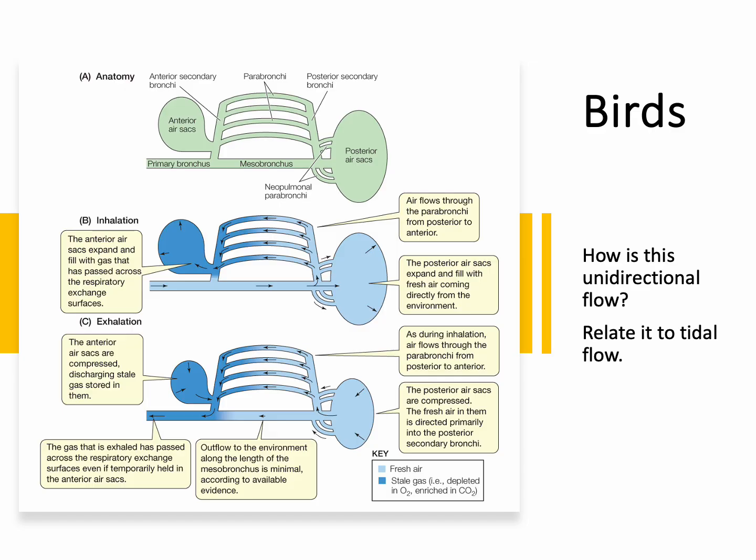As they breathe in, the anterior air sacs expand and fill with gas that has passed across the respiratory exchange surfaces. Then as they exhale, the anterior sacs are compressed and they discharge stale air, and it goes out the trachea and then out the mouth. So you can see it goes around the system, right?